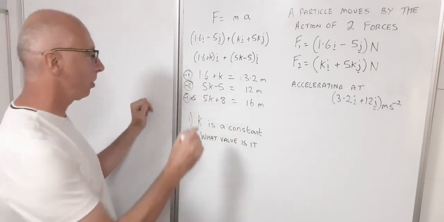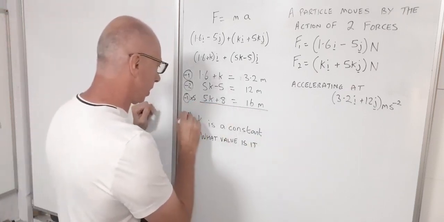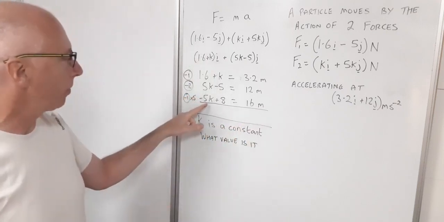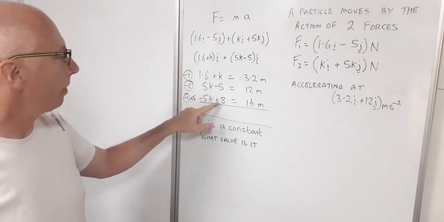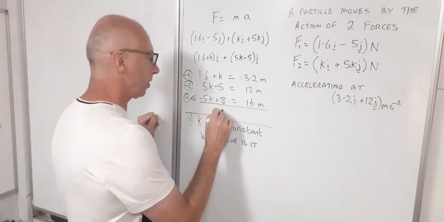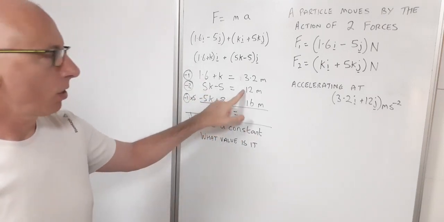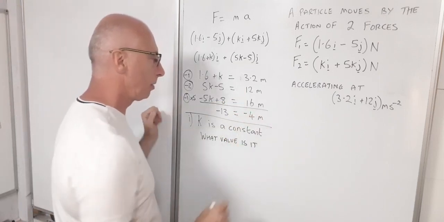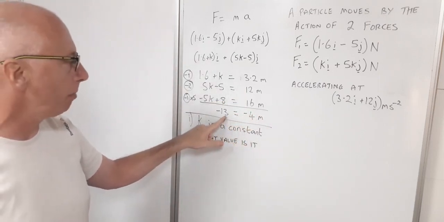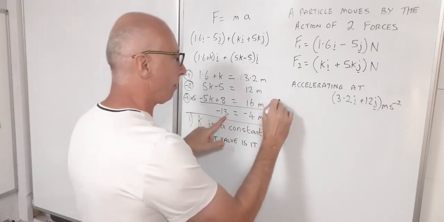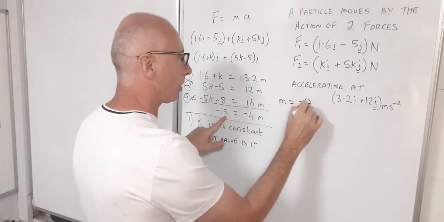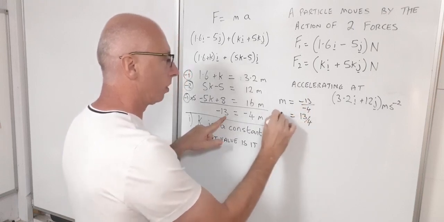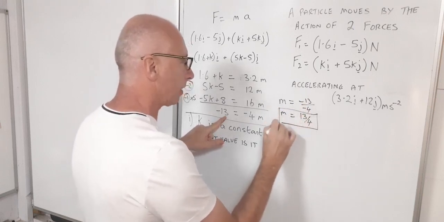So now what I can do is subtract the two together, keeping separate from this. So subtract them, 5k minus 5k, that disappears, minus 5 minus 8, that gives me minus 13. And then 12 minus 16 gives me minus 4. So that's minus 4m. So now I can solve for m by dividing everything by minus 4. So therefore m equals minus 13 over minus 4, which just equals 13 over 4. So now I've got the mass.